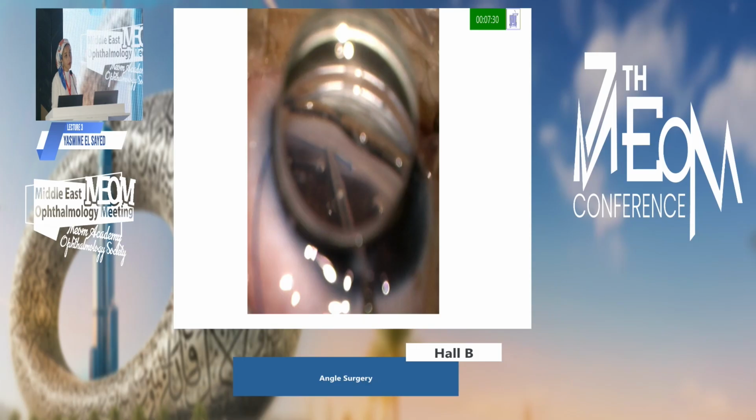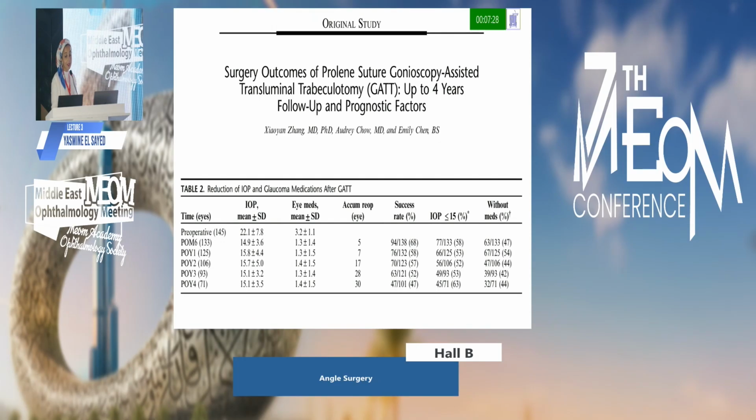I usually go for the circumferential incisions, whether ab externo or ab interno, because I believe it maximizes the outflow of aqueous. And at the same time, if it scars later on, you're more likely to find patent parts of the angle that are still functional.